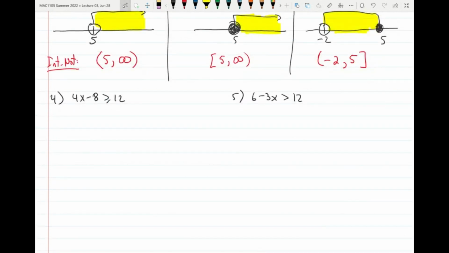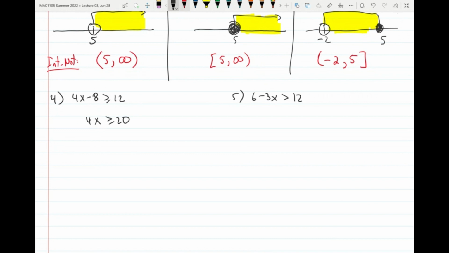You can add both sides, subtract both sides, and all of that. All right, so let's see. Number 4. We move the negative 8 to the other side. So we get 4x greater than or equal to 20. And now we divide by 4.